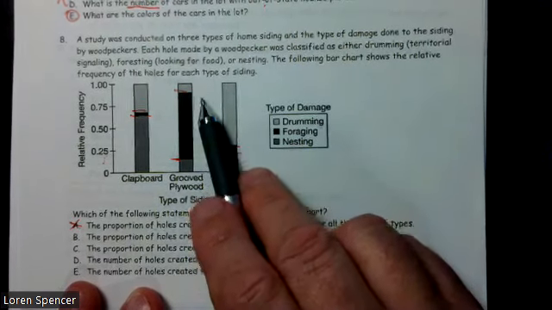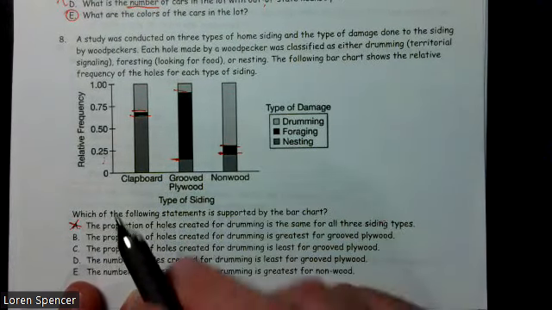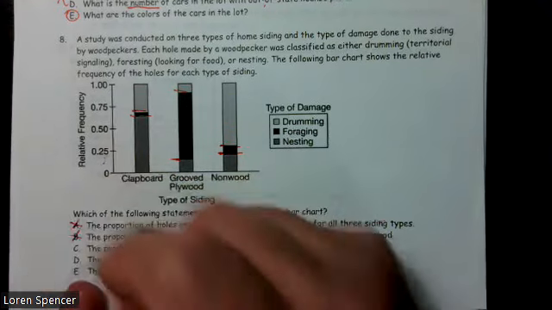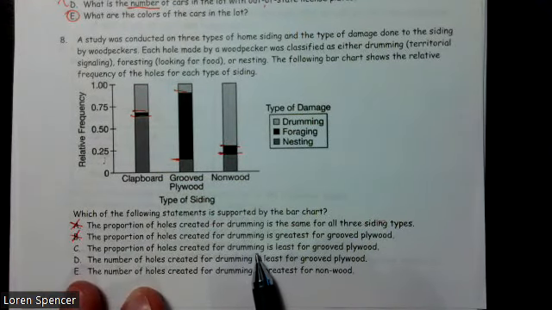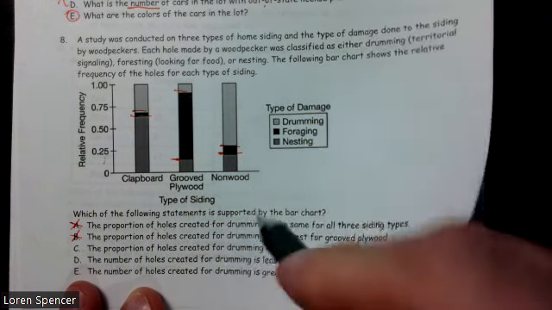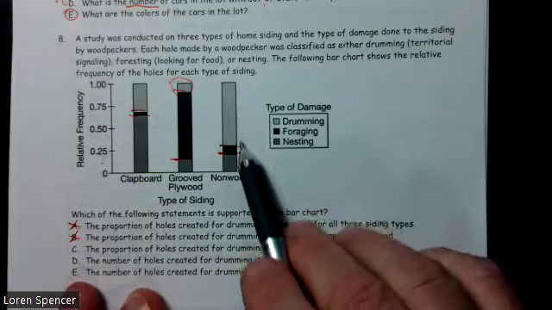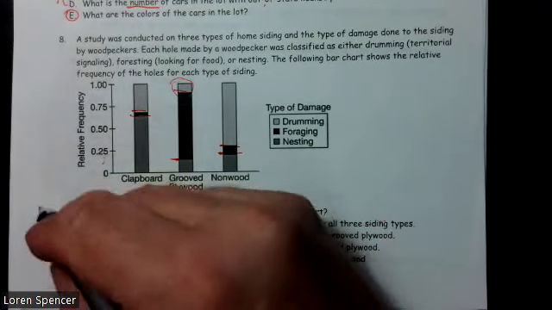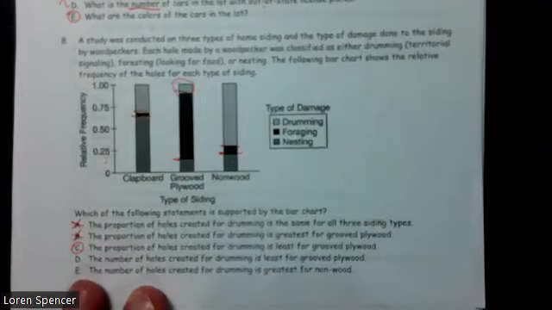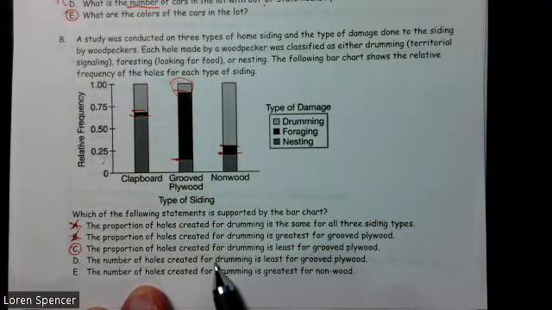All right. It's probably smallest for grooved. The proportion of holes created for drumming is least for grooved plywood. And I can look at that and go, gosh, that light shaded is definitely less than this and definitely less than clapboard. C is my best answer.